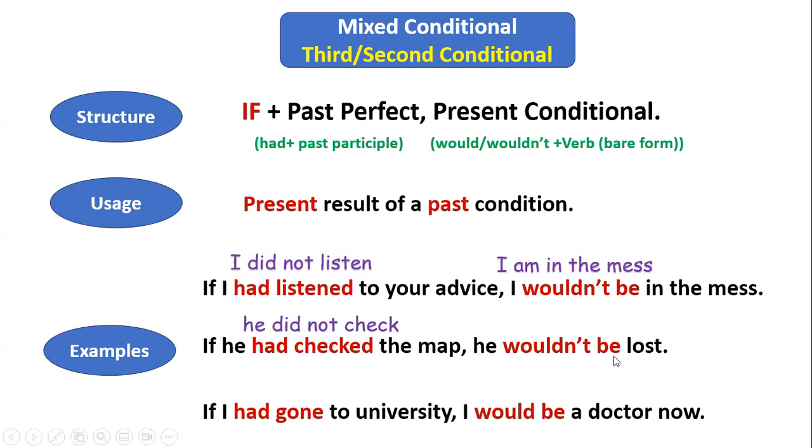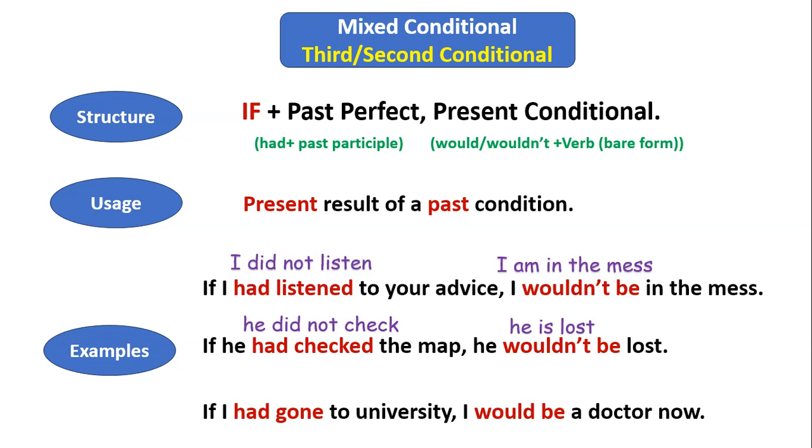The next part, he wouldn't be lost. What does this mean? It means he is lost now, because I did not say wouldn't have been lost. So this means I'm talking about the present. In the past, he did not check the map, okay? And now he is having a problem because now he is lost, present. So I'm mixing between the past and the present.